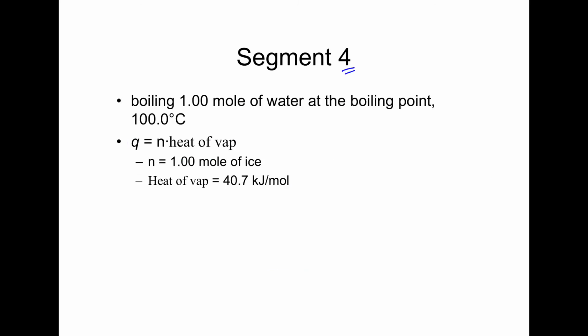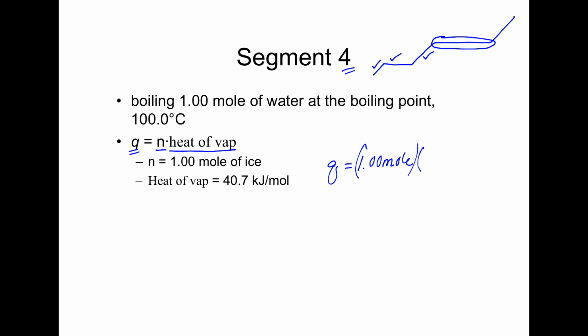All right, so now we're on segment 4. And if you're following along with our heating curve, we heated up the ice, we melted the ice, we heated up the liquid water made from that ice, and now we are boiling that water. We use the equation that the amount of energy is equal to the moles times the heat of vaporization. It makes it kind of easy because we only have 1 mole again. And I looked up the delta H of vaporization. It's kilojoules per mole. Moles cancels out, and I get that it takes 40.7 kilojoules to boil our water.